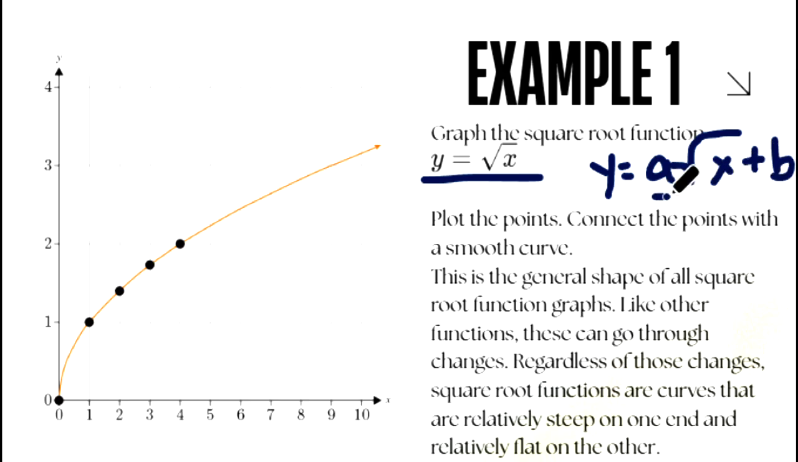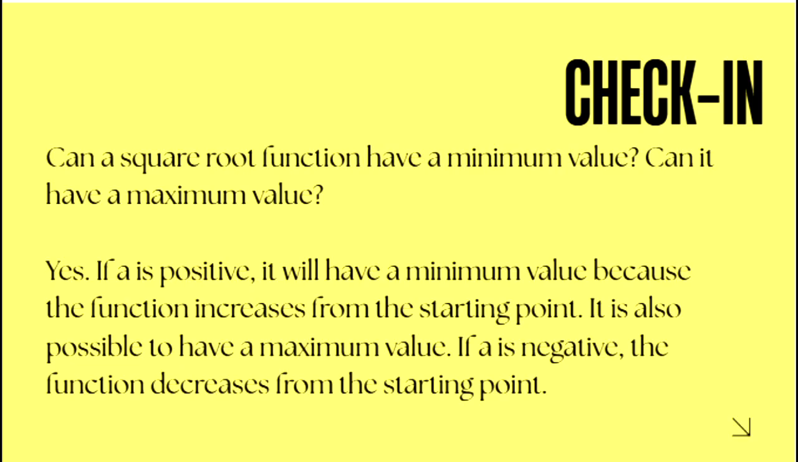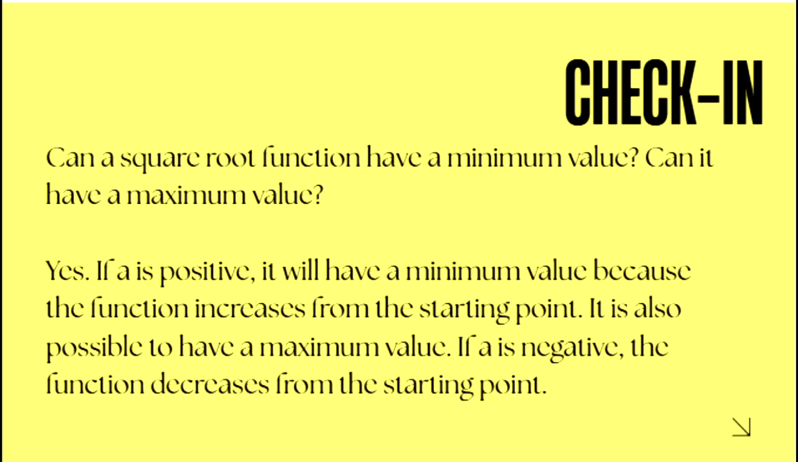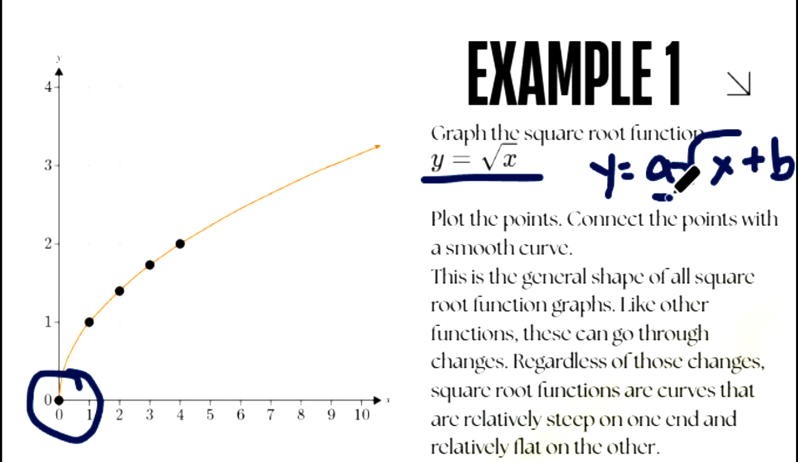Okay, so when this value is positive, it will have a minimum value because the function increases from the starting point. This would be our minimum value. It is also possible to have a maximum value. If a is negative, the function decreases from the starting point. So if this a is negative, then instead of going up like this, if our a was up here, it would swoop down something like that.